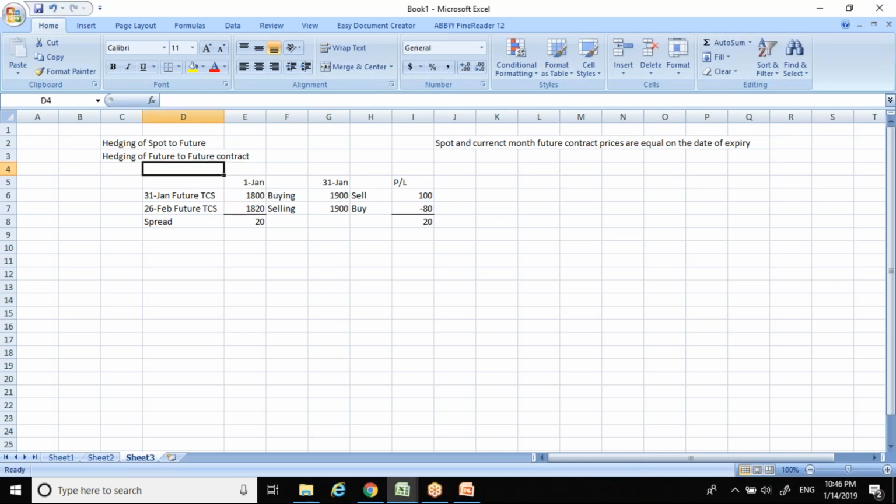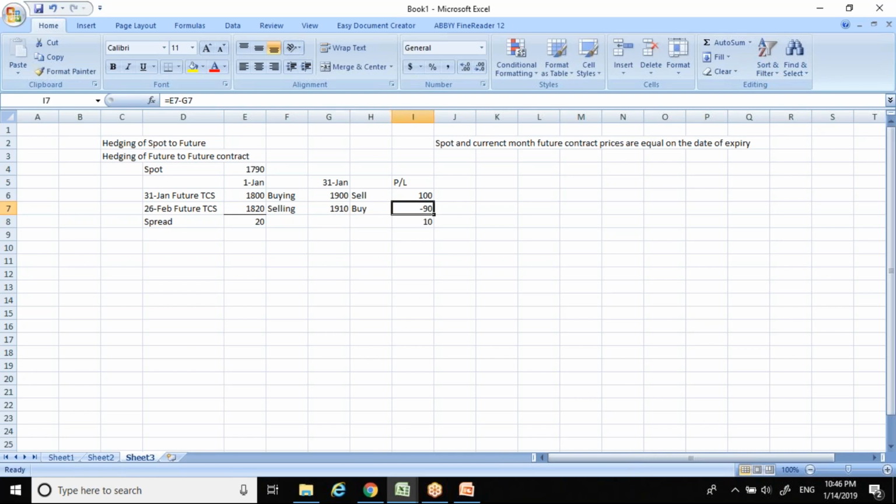In the beginning, it has a time value of 20. Let's suppose here spot was 1790. So the first month contract had a time value of 10 and the second month contract had a time value of 20. Right? See, 30. I'm so sorry, 30. So on the date of expiry, 31st January, the first month contract and the spot become the same. But this second month contract will still have some time value. So let's suppose it has a time value of 10 for a month.